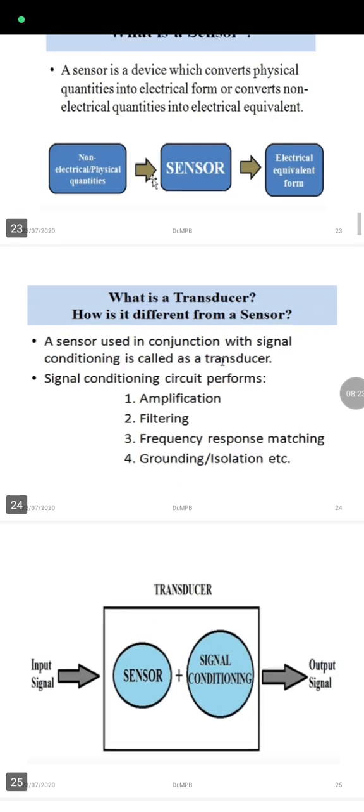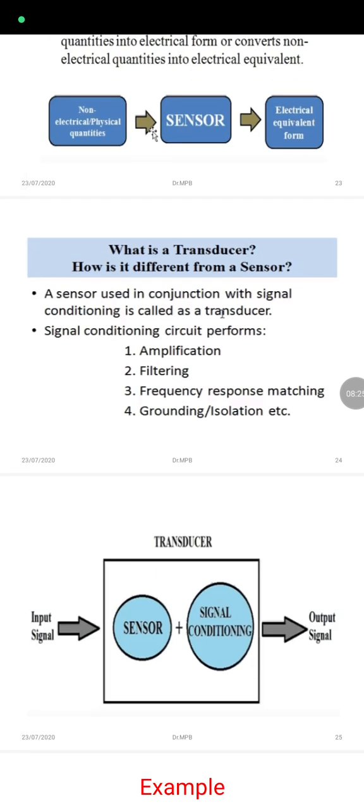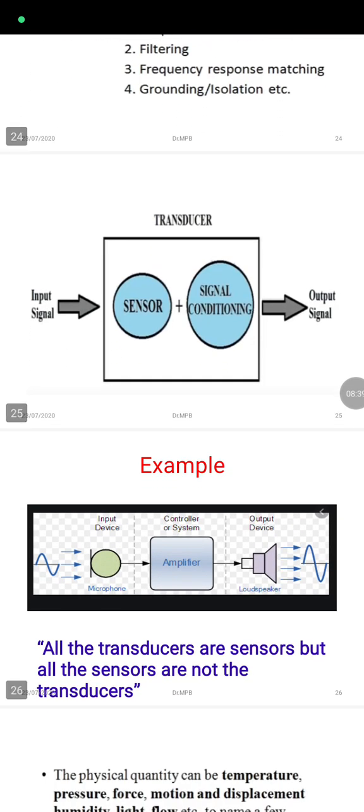What is a transducer? How is it different from a sensor? A sensor used in conjunction with signal conditioning is called a transducer. The signal conditioning circuit performs amplification, filtering, frequency response matching, grounding or isolation. So a transducer is a combination of a sensor plus a signal conditioning circuit.